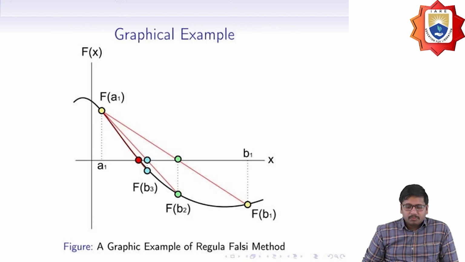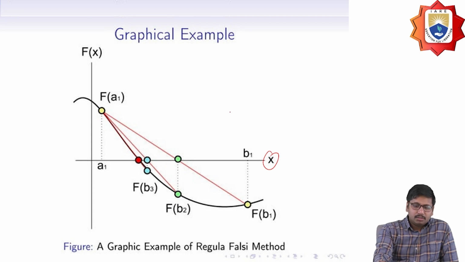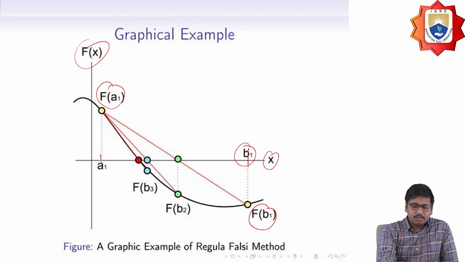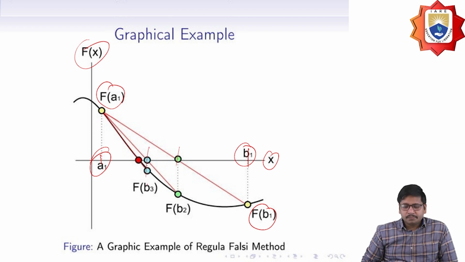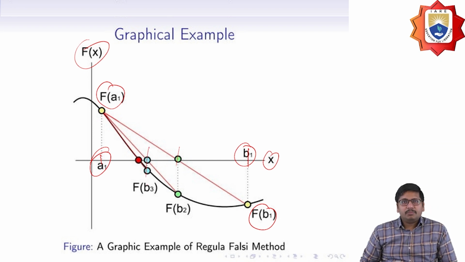As a graphical example, I'm going to take x on the x-axis and f(x) on the y-axis, and I'm going to calculate f(a1) and f(b1). These two are the interval endpoints, and if I join them with a straight line, I obtain b2, that is f(b2), and if I join again with a straight line, I get f(b3). So this is the graphical representation of the Regula Falsi method.